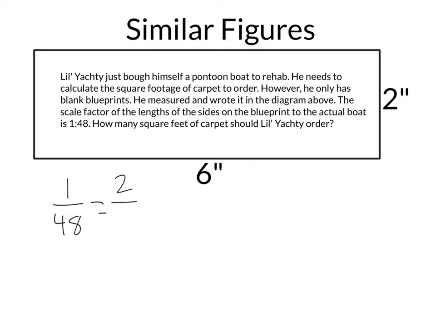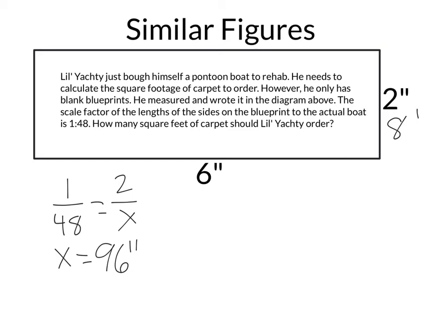2 is to what? Well, if I were to cross multiply that, 1 times x, so 1x equals 2 times 48 is 96 inches. In other words, about 8 feet. Well, exactly 8 feet, excuse me. So 8 feet. That's what that actual dimension is.